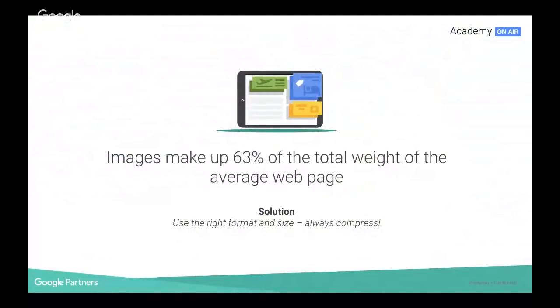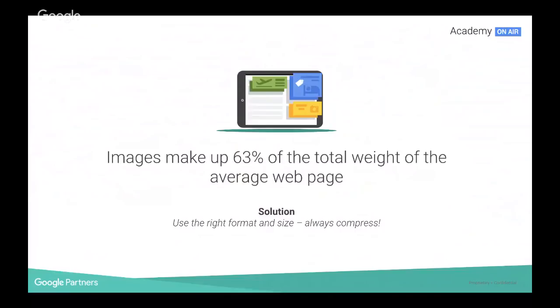So the leading reason actually is images. What we find is that, like we've discussed before, the heavier a website's pages, the more time it would take to load. It's pretty logical. There's a very direct correlation to that. Images actually make up almost 63% of the total weight of the average page.